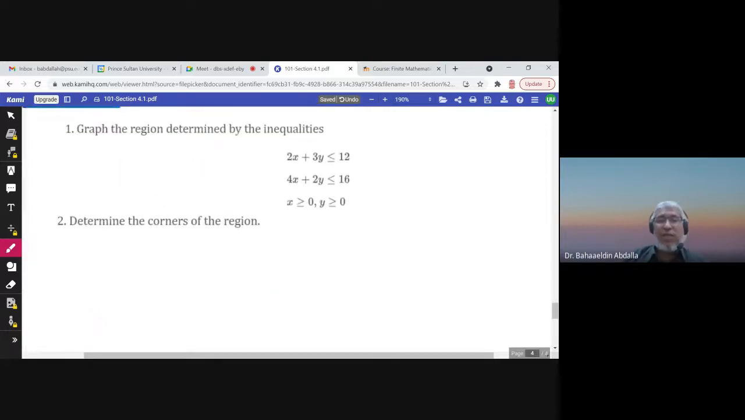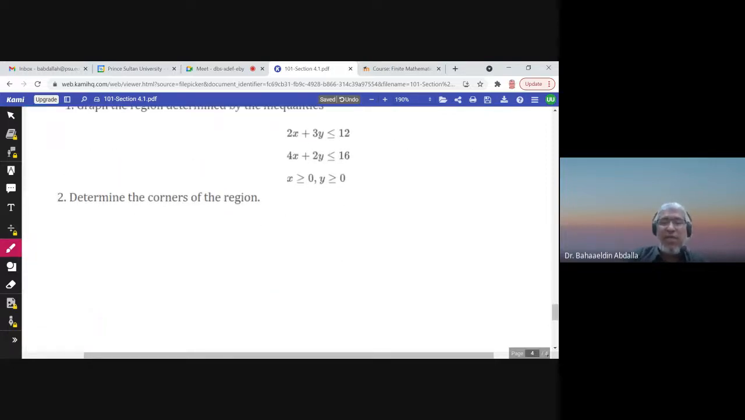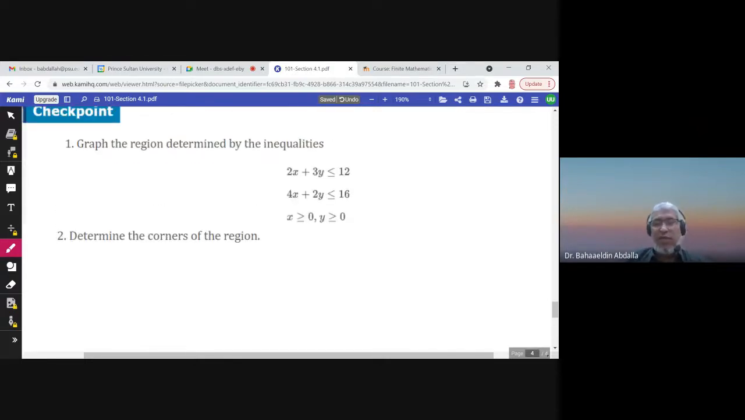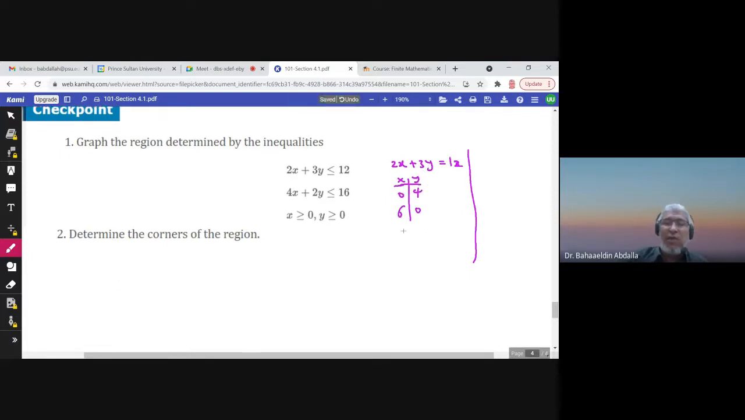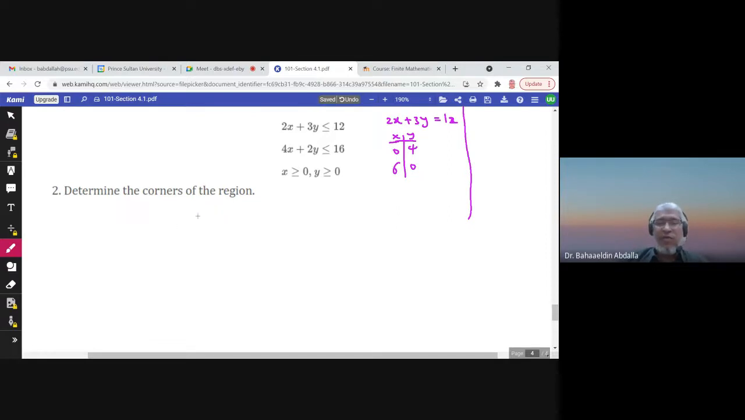Graph the region determined by the inequalities. Determine the corners of the region. Okay, in this question, we will have to find the corners of the region. Let me start with the first inequality, and I need to sketch the graph of the first line. If I choose x as 0, y would be 4, and if y is 0, x is 6. So let me start by graphing.